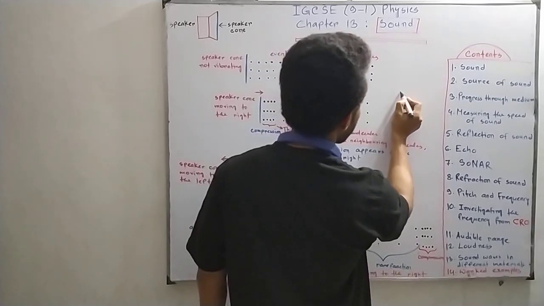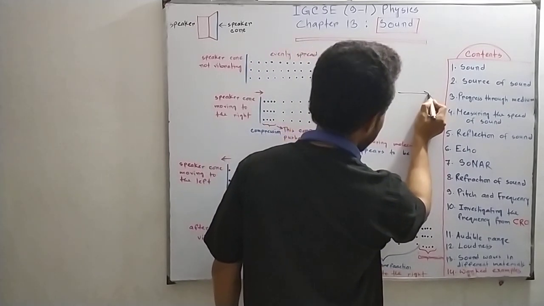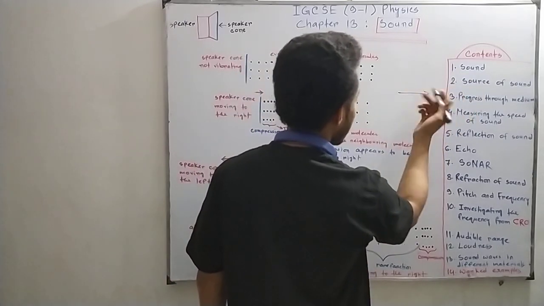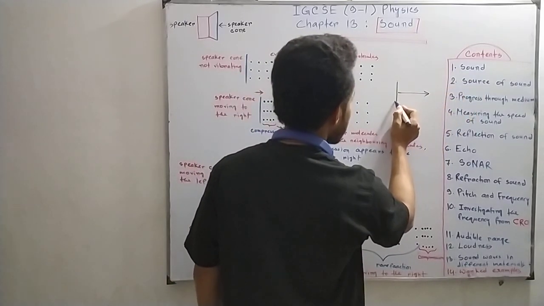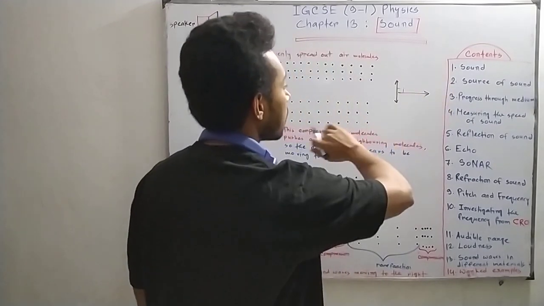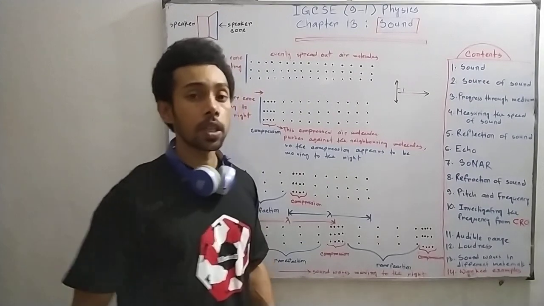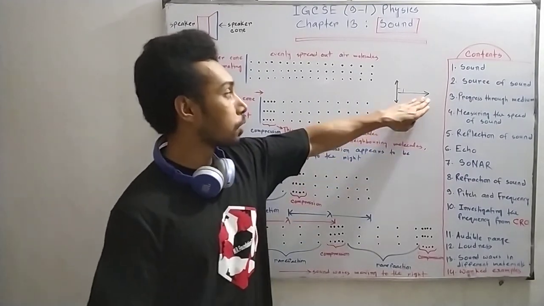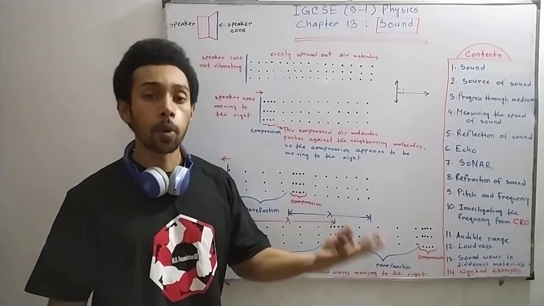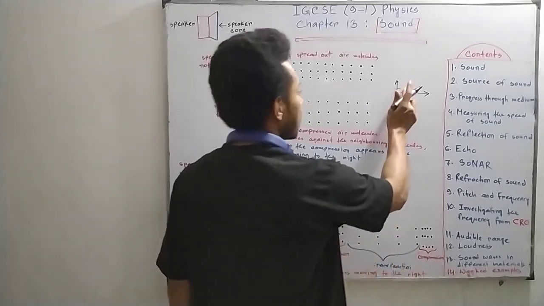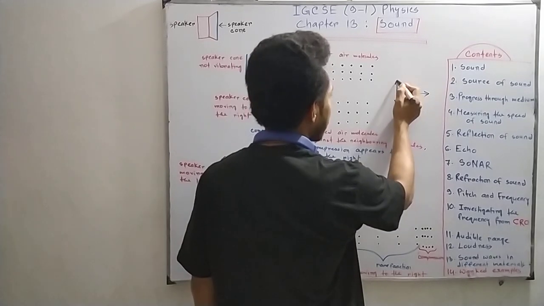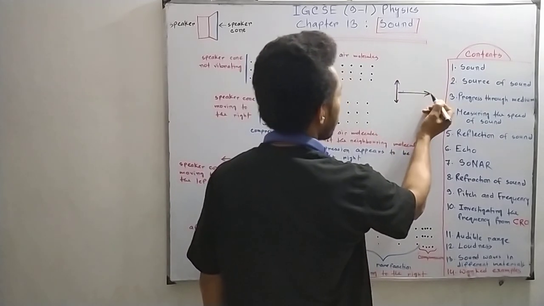For example, if the wave is traveling in this direction, in the case of a transverse wave, the vibration takes place at right angles to the direction of propagation. The direction in which the energy transfers, or the direction in which the wave travels, is also called the direction of propagation. So in transverse waves, the vibration takes place at right angles to the direction of propagation.